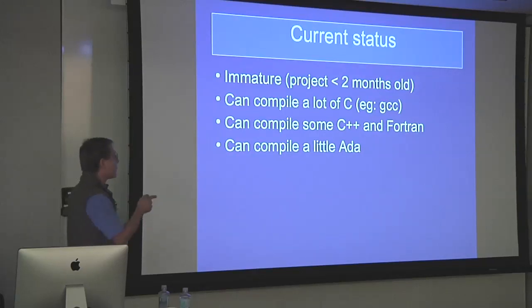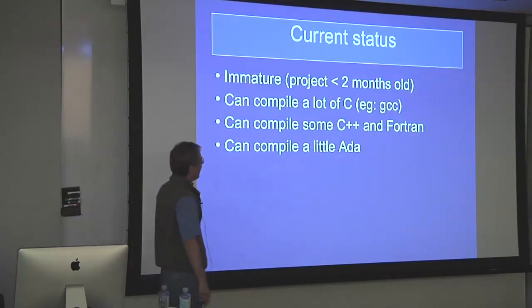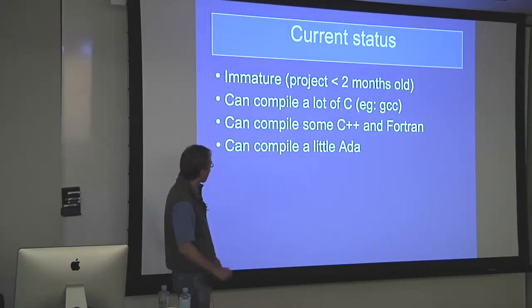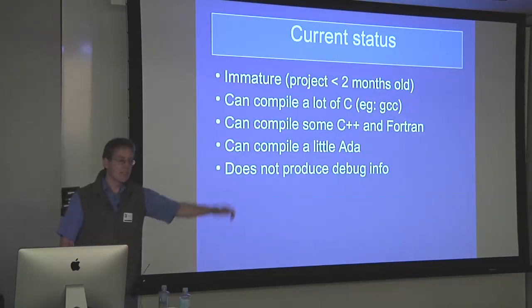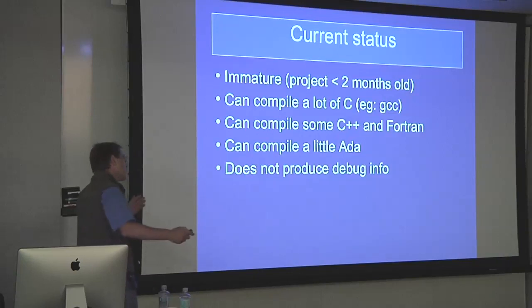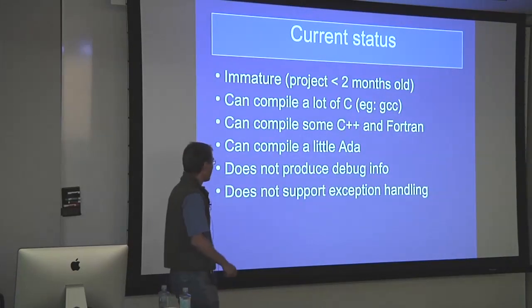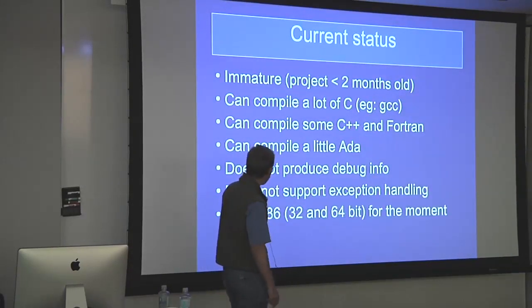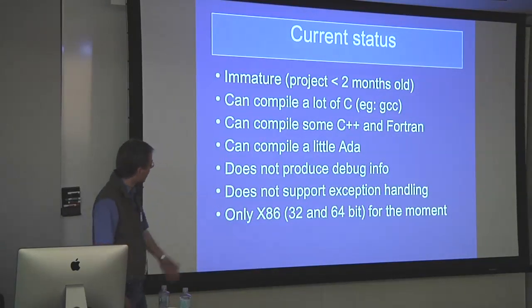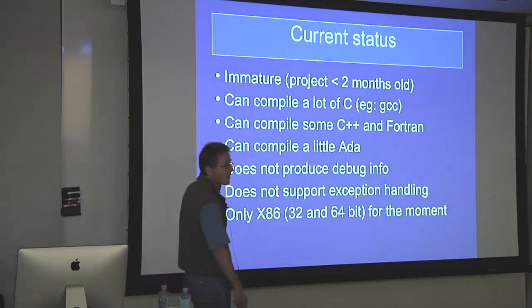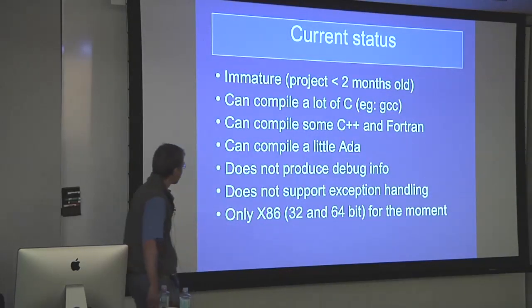And it falls over even faster on Ada, which is kind of a pity because that's what I'm interested in. It doesn't produce any debug info whatsoever. Well, I'm sure it's easily fixed. No support for exception handling. Currently, it only targets Intel processors. It would be very easy to add support for others, but I don't have access to any others, so I can't test anything, so someone else who's interested can maybe do that.